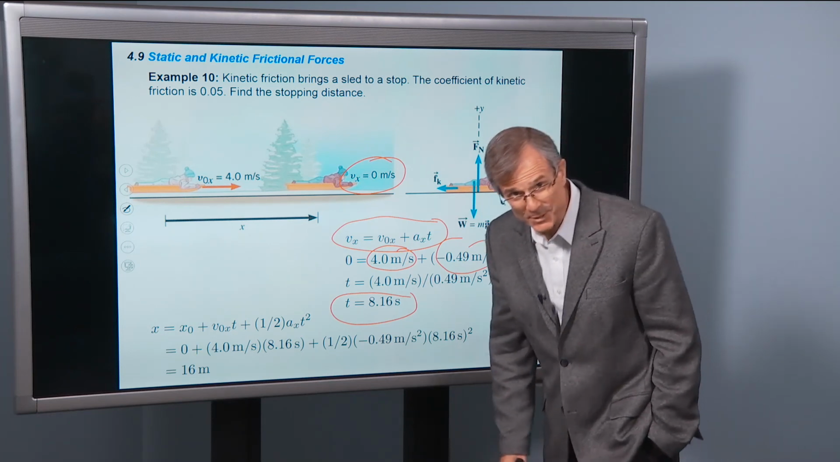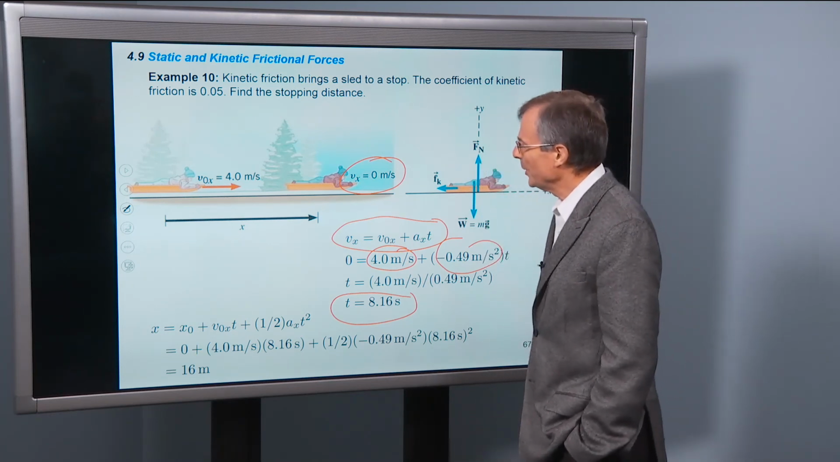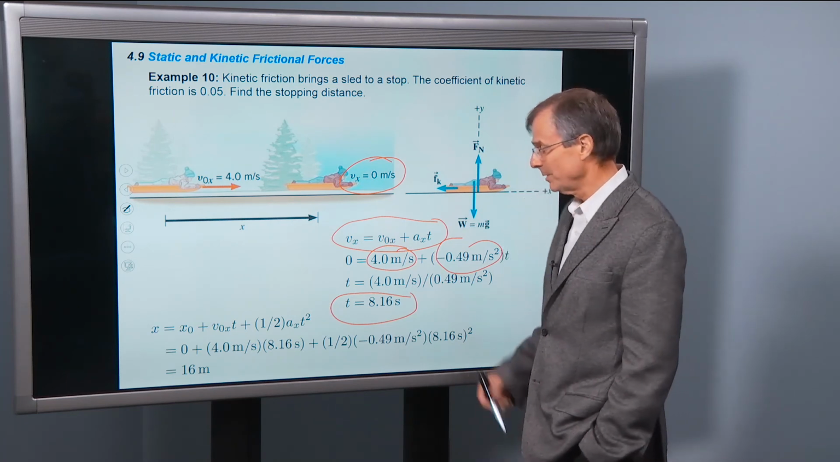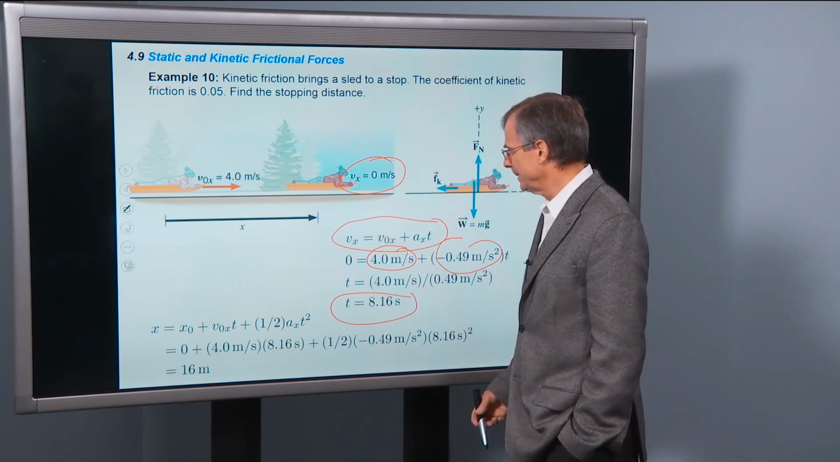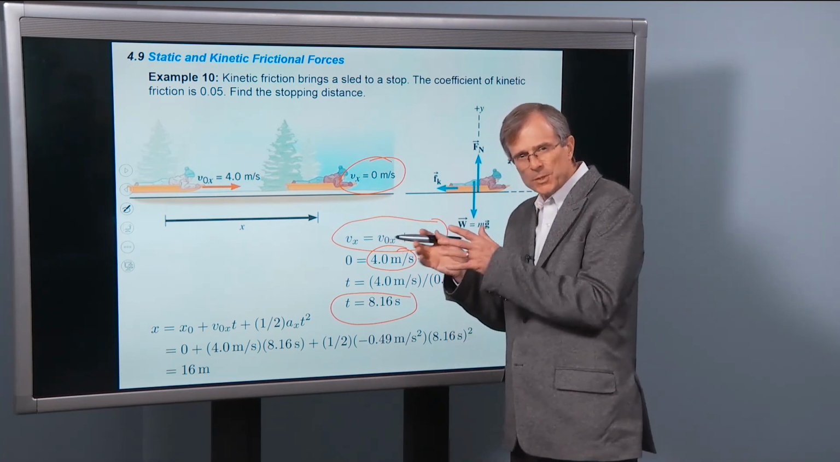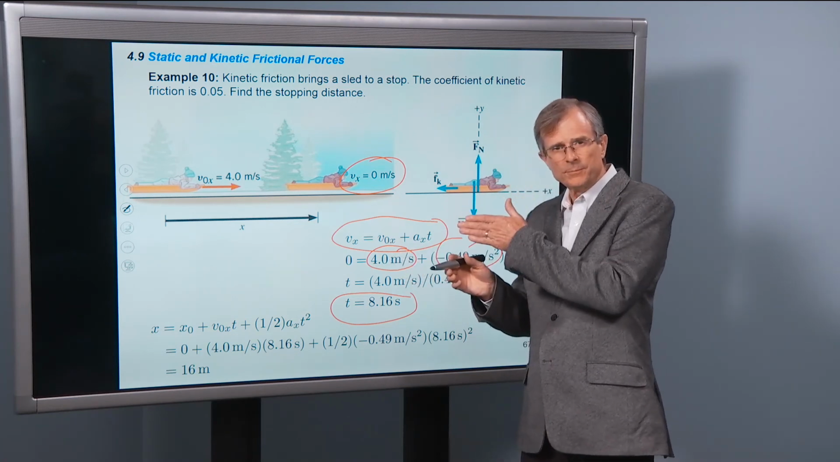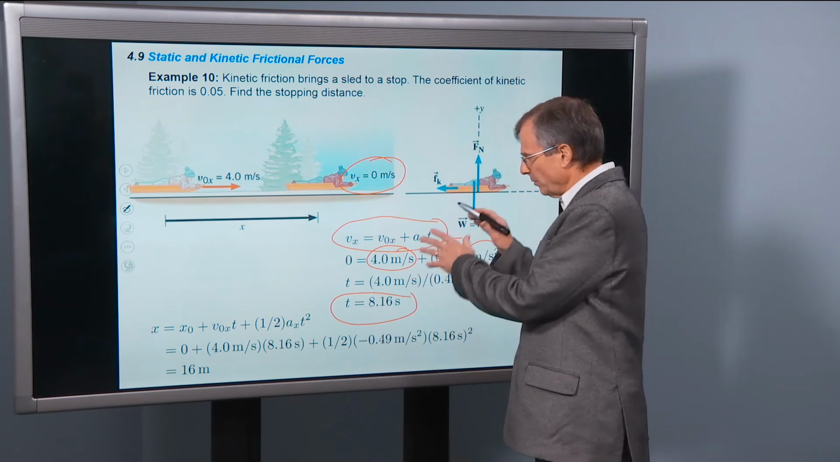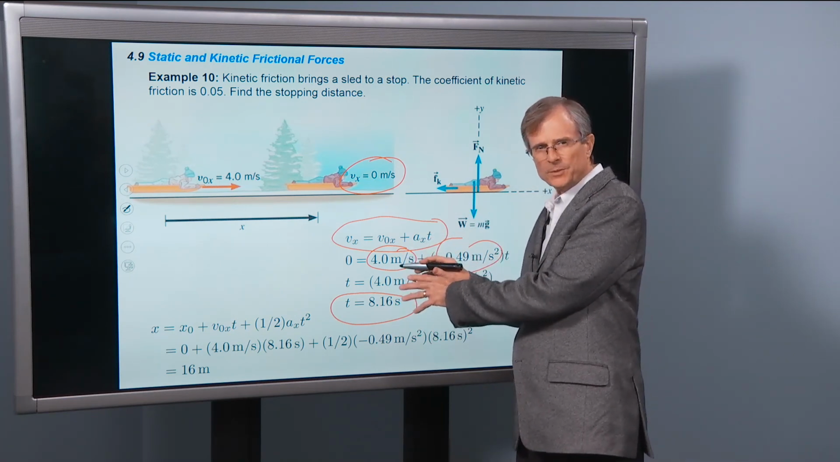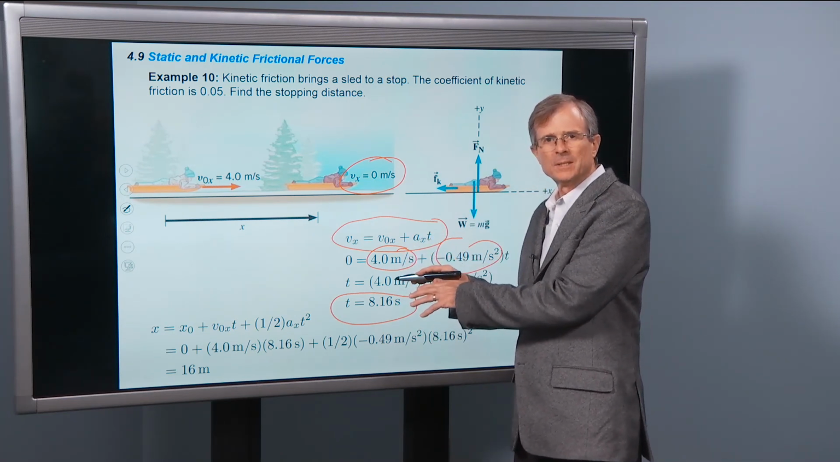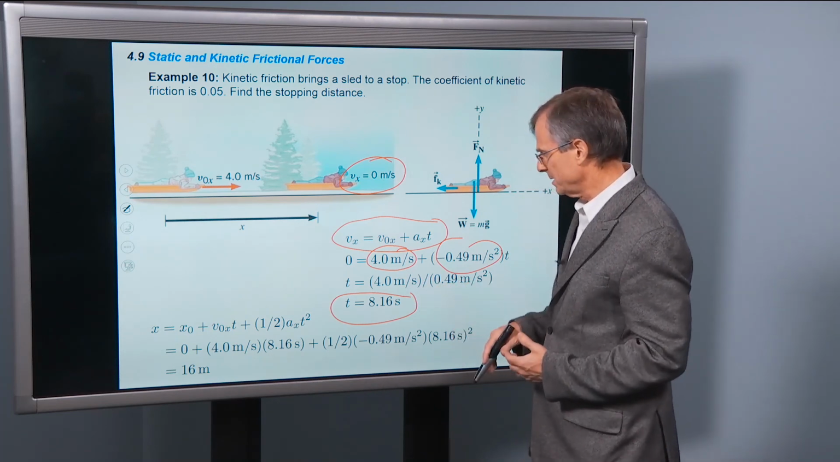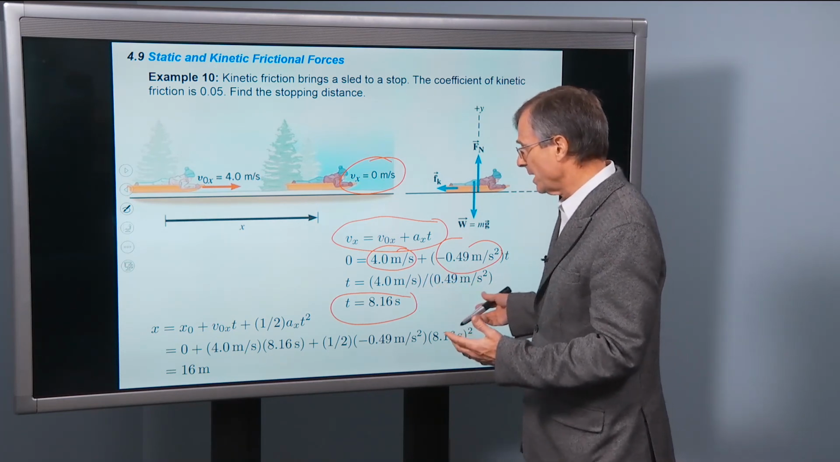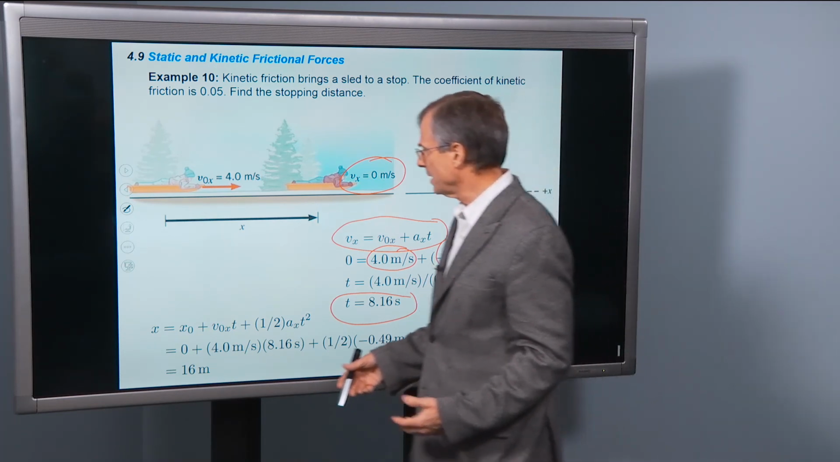But we're looking for the stopping distance. So it's a long old problem. Lots of steps, but you do the dynamics first, the Newton's laws, the forces stuff. A lot of times you'll have to find the acceleration. Then once you find the acceleration, you go back to do the kinematics and determine what the stopping distance is. Now we know the time. Now we know everything we need to find the stopping distance.